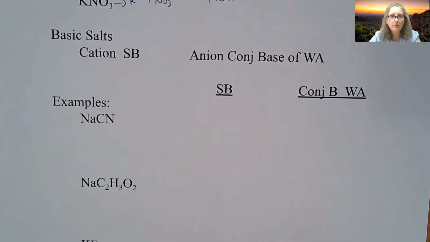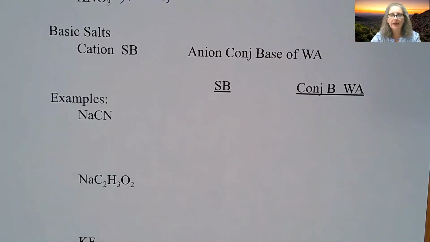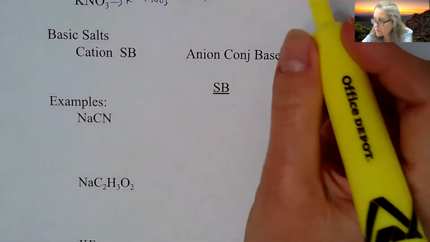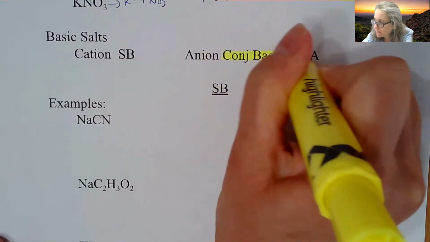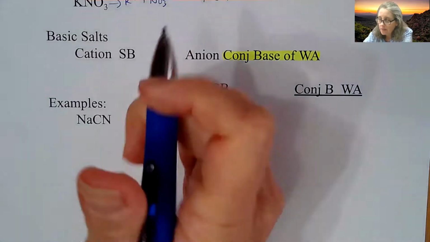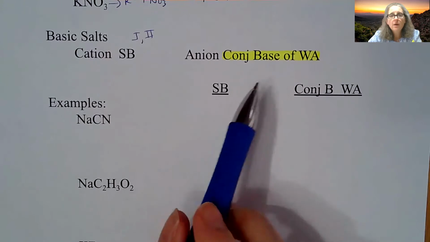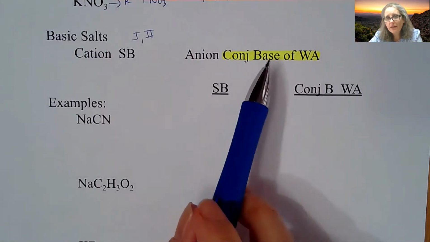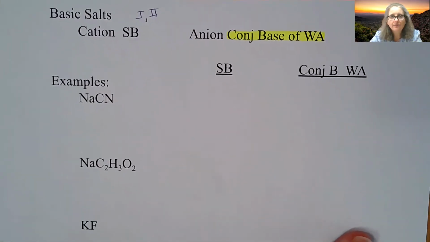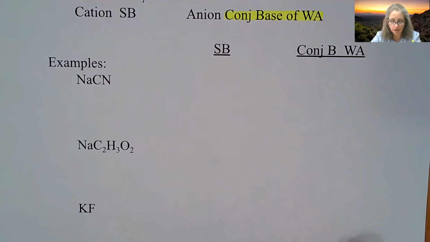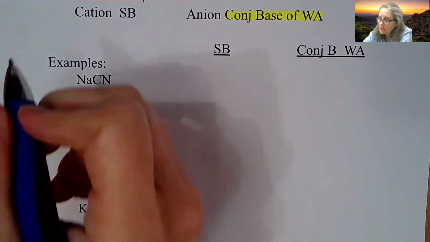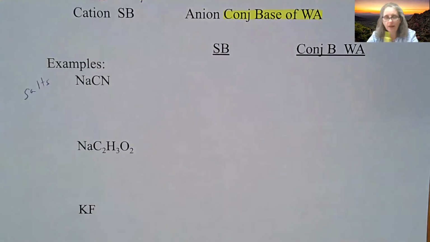Where it gets more interesting is for basic and acidic salts. Basic salts are coming from a strong base, so again, it's going to be a cation from group 1 and 2. But then the anion is going to be the conjugate base of a weak acid. These are going to be a little harder to identify, I guess. Again, these are the salts that I'm talking about.